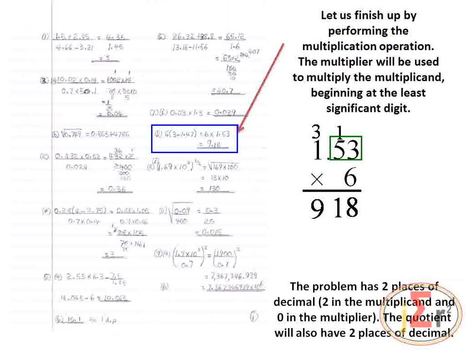The problem has 2 places of decimal. 2 places of decimal are in the multiplicand, and we do not have any in the multiplier, so we only have 2. 2 plus 0 is 2. The product will also have 2 places of decimal, 9.18.